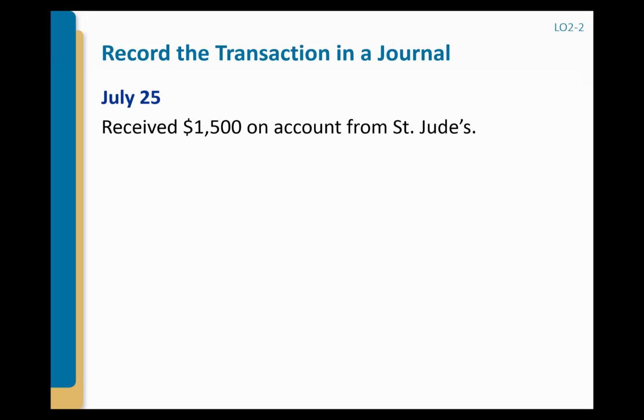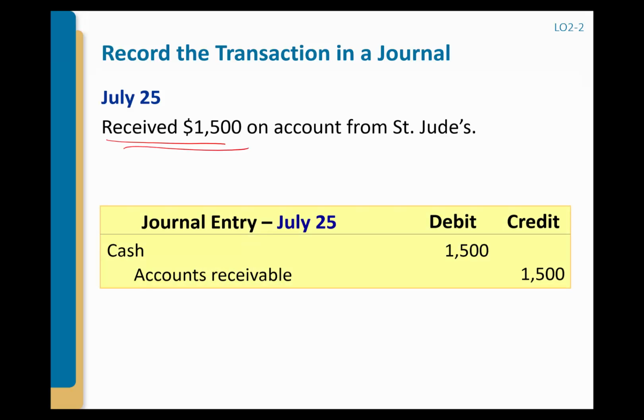Now we received $1,500 on account from St. Jude's. So since we received money, cash is a debit, and then since it's on account, we know that this is accounts receivable. So we are crediting our accounts receivable.